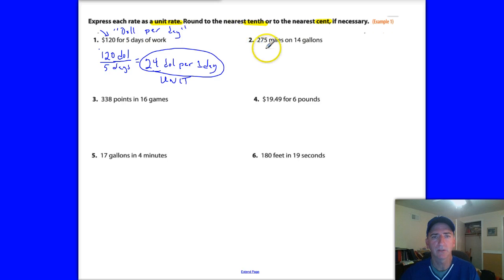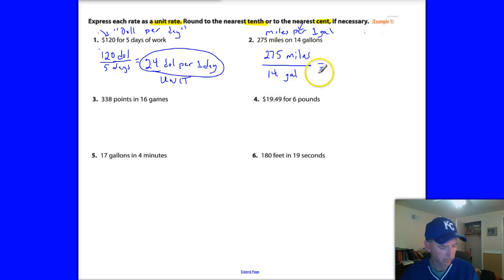Number two, you're trying to find miles per 1 gallon, or MPG. All right, MPG, miles per gallon. So you just follow the language here. Per is divided, so you have 275 miles per 14 gallons.